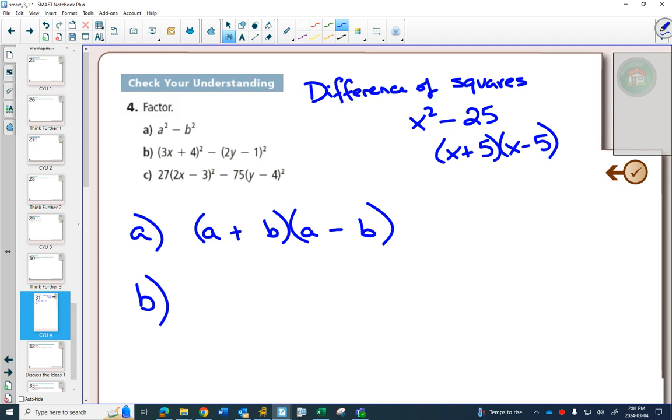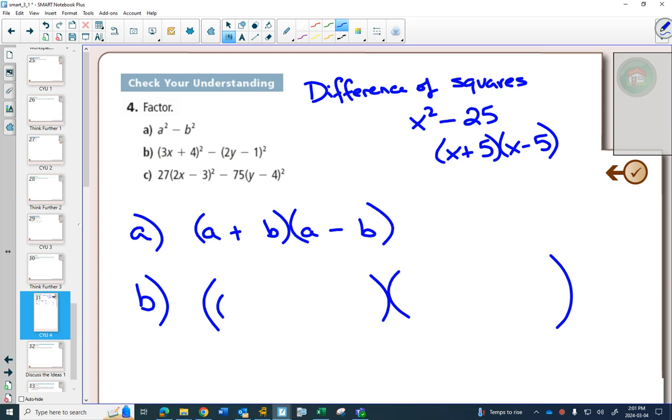Now in B, technically, we could do substitution and say, I'll let A equal this inside one and let B equal this inside one, and then I would just be left with A squared minus B squared. However, if you do notice, it's still the same format. We have something squared minus something squared.